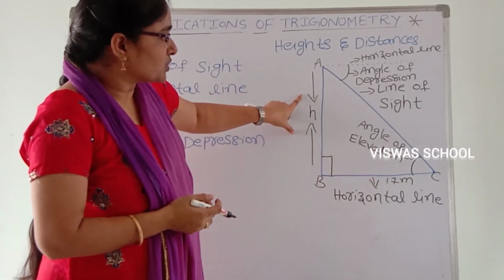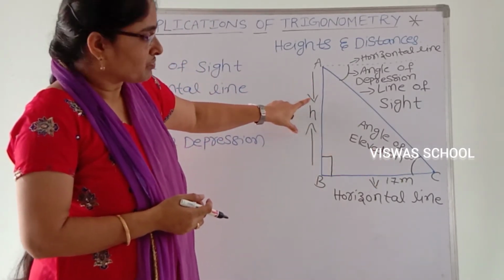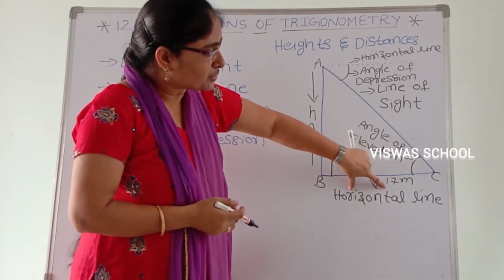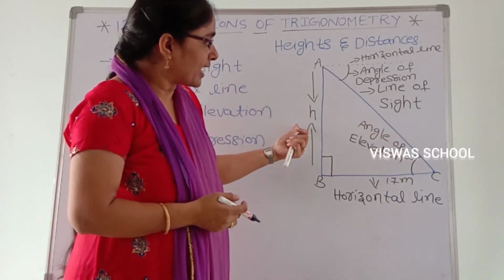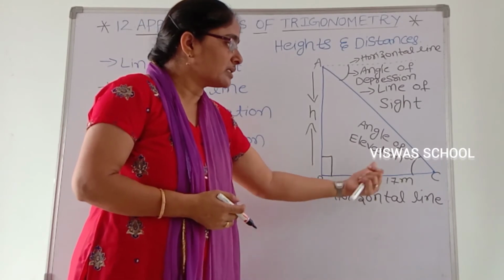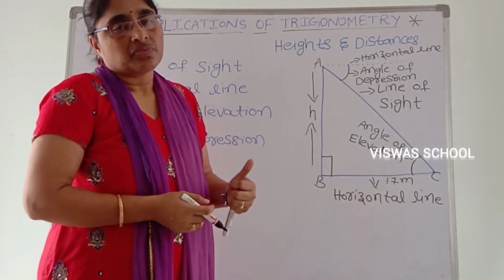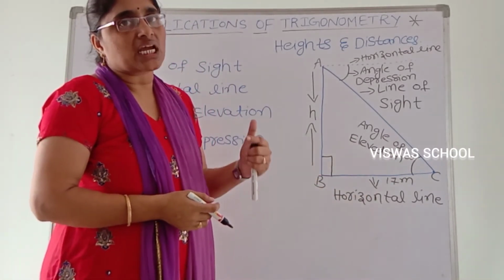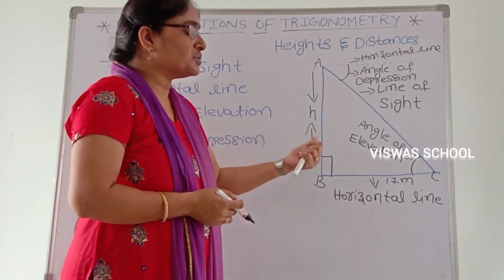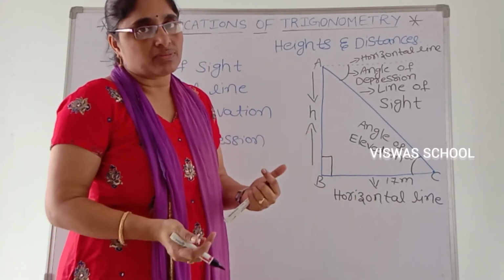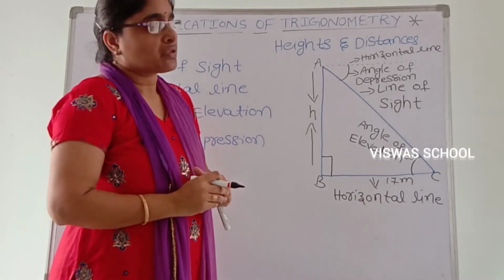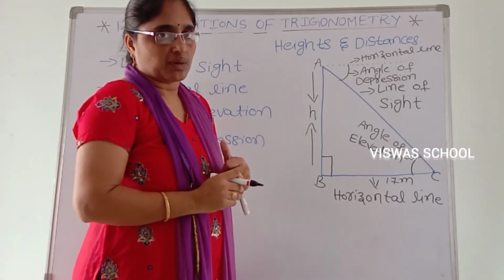Now opposite to this angle is AB, and this is adjacent to the angle. Opposite side to the angle and this is the adjacent side to the angle. Then what is the trigonometric ratio related to these two? That is tan theta or cot theta. Now I am applying tan theta, suppose.